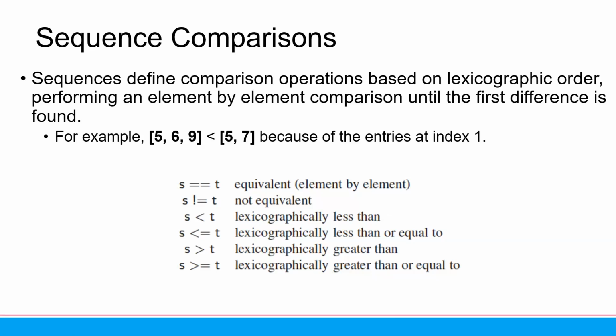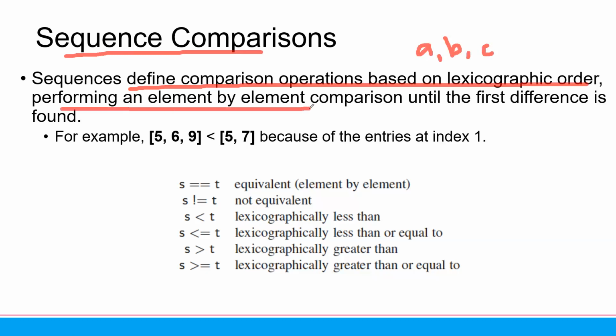So the next is about sequence comparison. When we say sequence, it means it can be a list, a tuple, or a string. Sequences define comparison operations based on the lexicographic order. Lexicographic is the alphabet order. We know that A, B, C, so A will have a lower value than C. It performs an element by element comparison until the first difference is found.